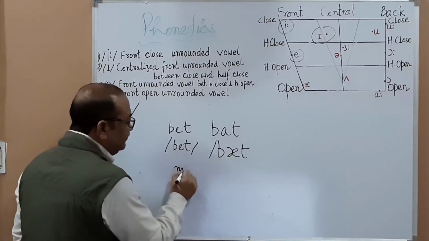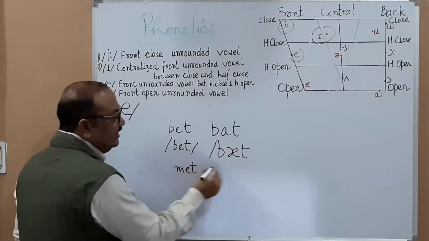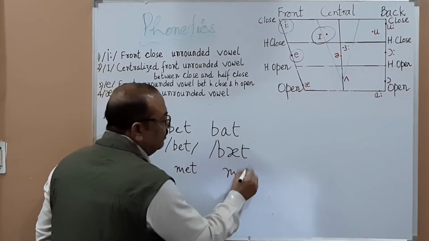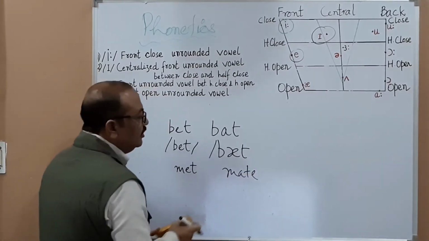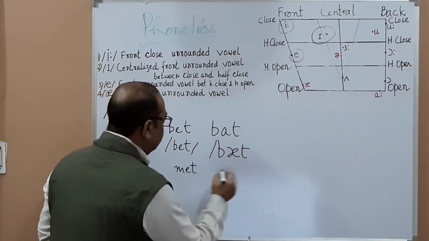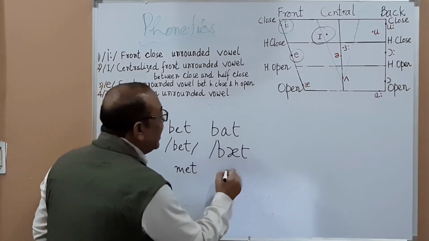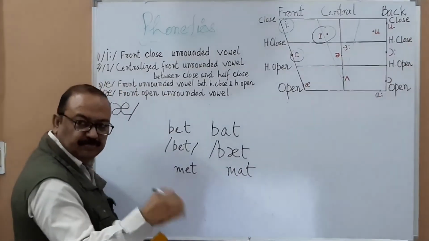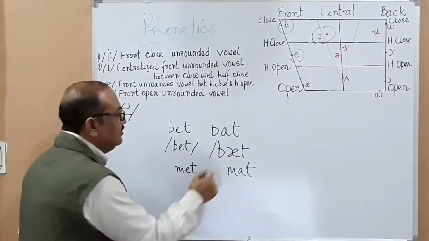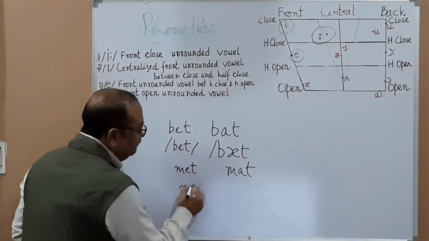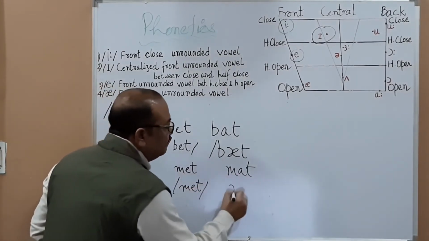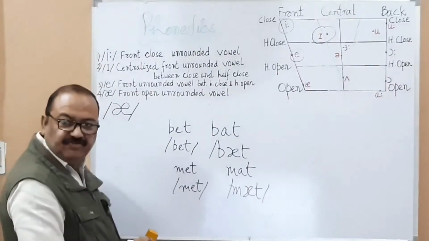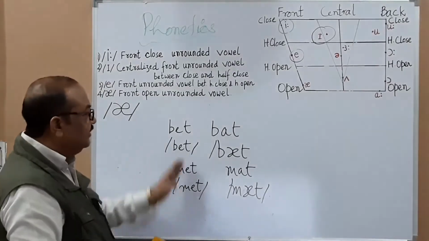You write met in English, and say, mate, classmate, for example. No, I'm talking about this: this is met and this is mat. Mat on which you sit. Okay, so you write met this way and you write mat this way. Is it fine? Yes, sir. So this is the difference.